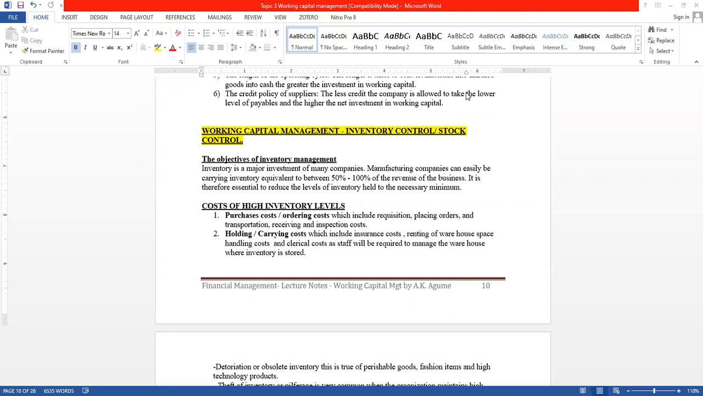Because if the inventory is high, it is costly to the organization. If it is low, it is also going to be dangerous for the organization. Now, what are some of the costs that are associated with high inventory levels? If you have too much inventory, what are the costs associated with holding too much stock?